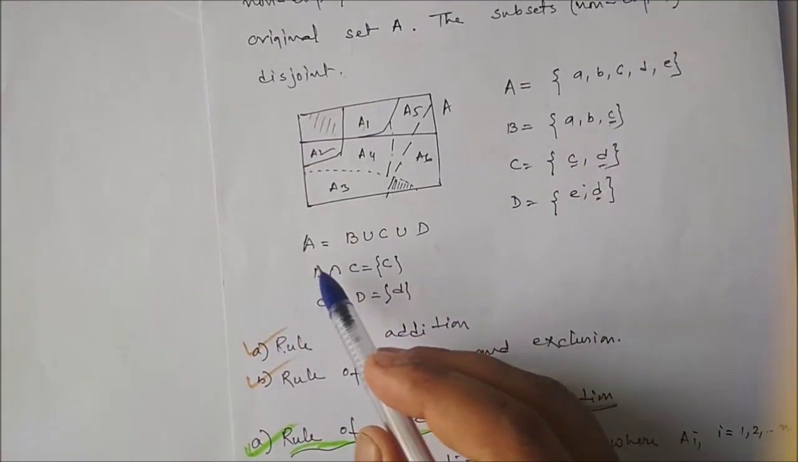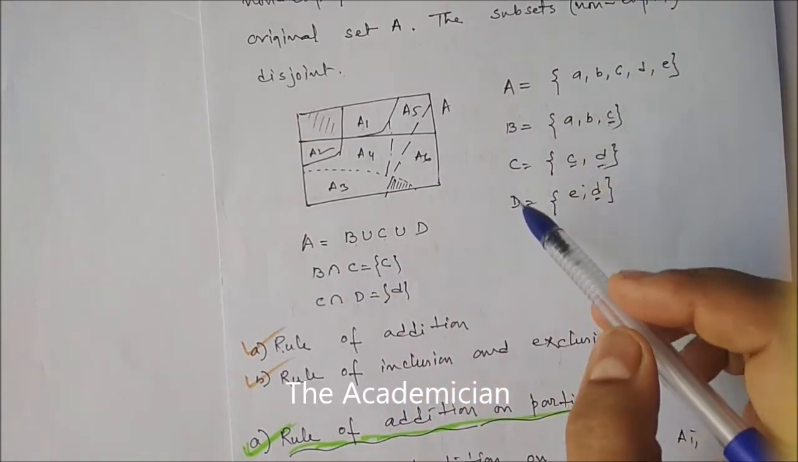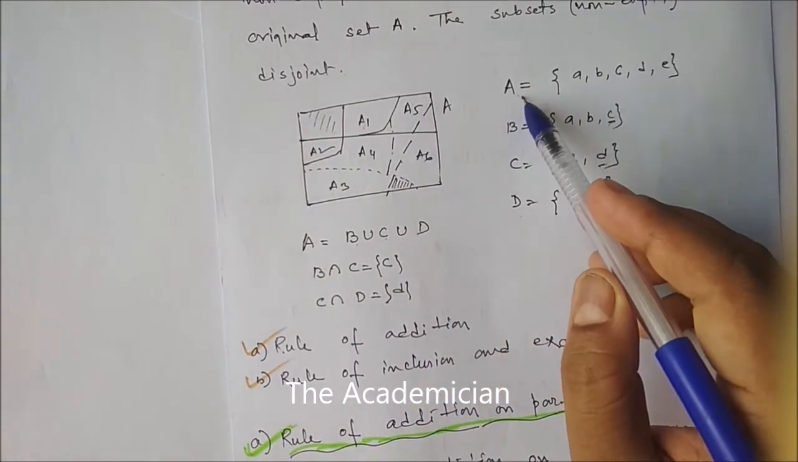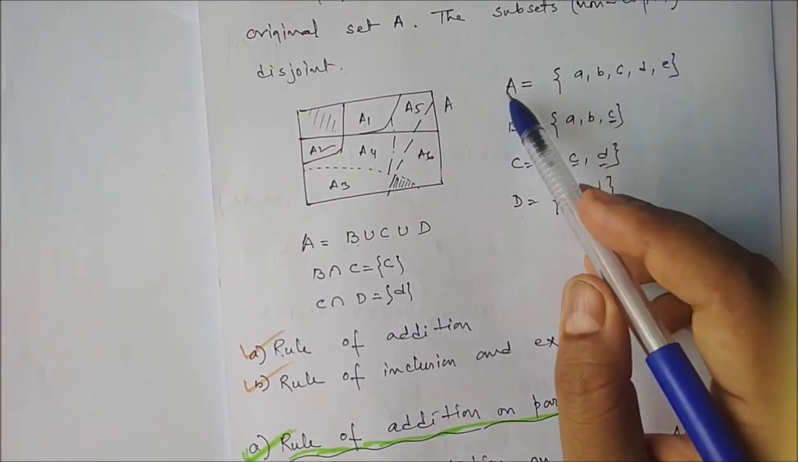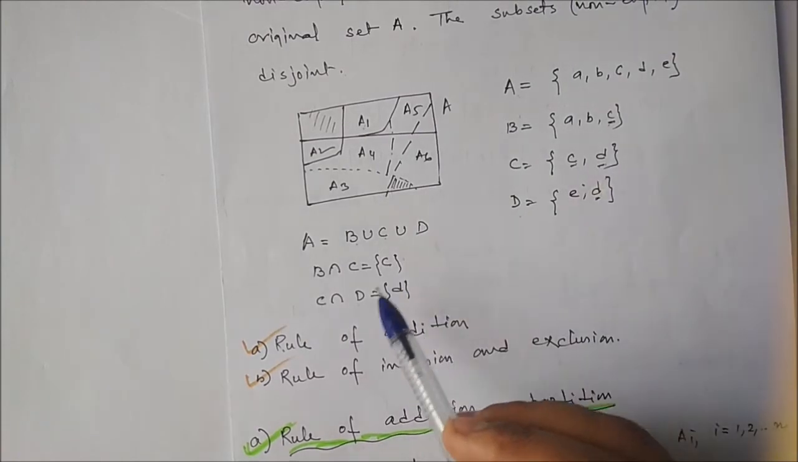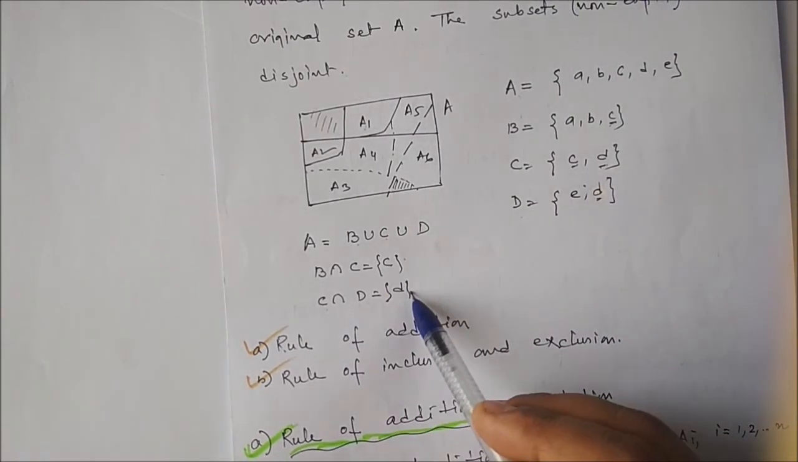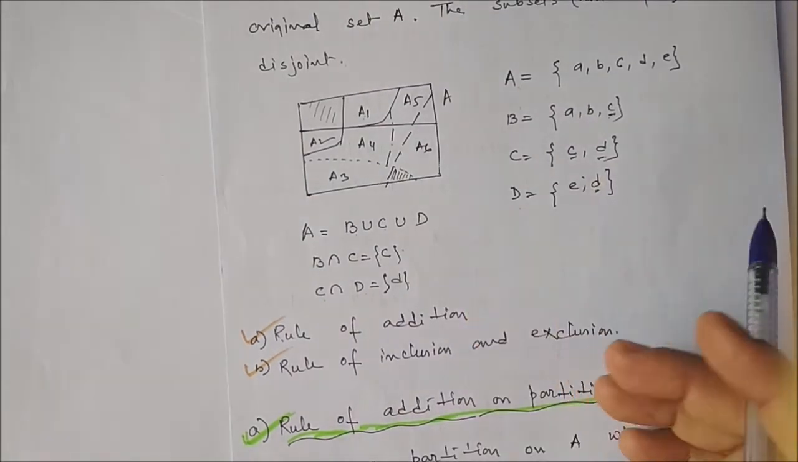So, A is equal to B union C union D. If you take the union of all the elements, we can get the universal set A. And here B intersect C is what? It is C. C intersect D is what? It is small d.